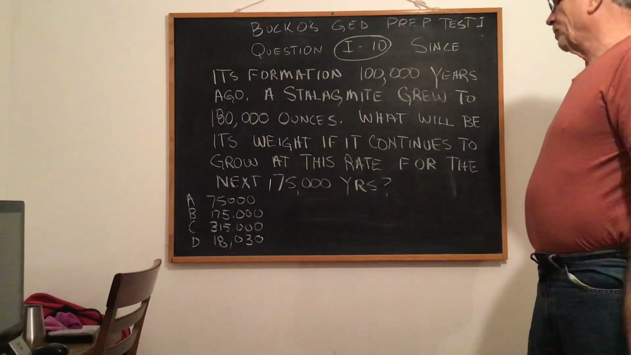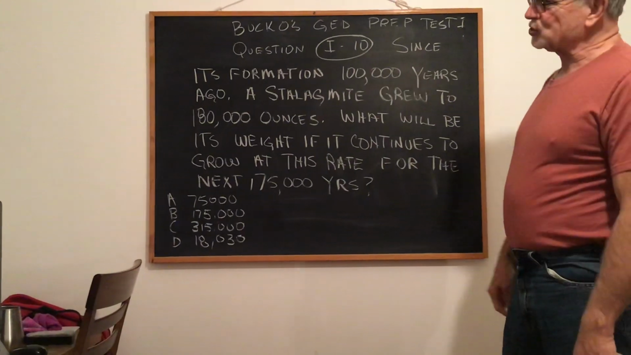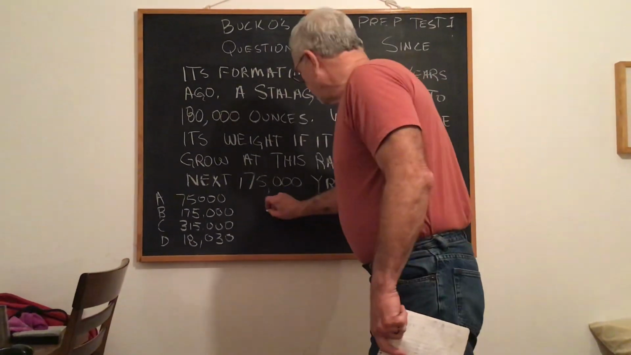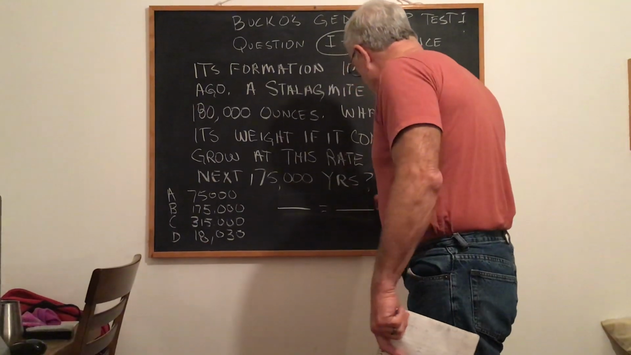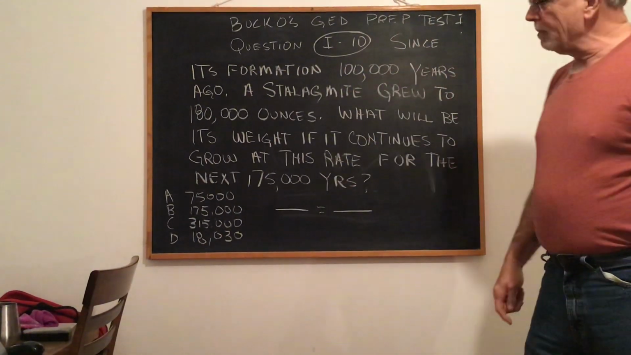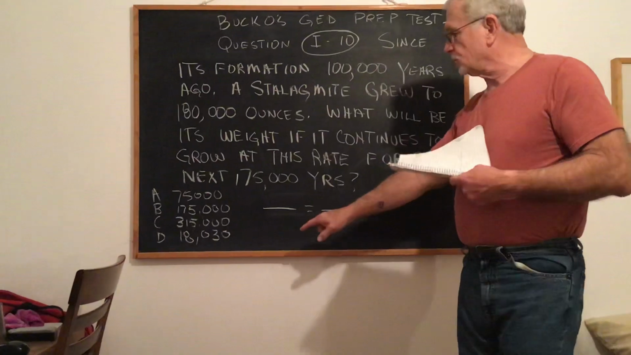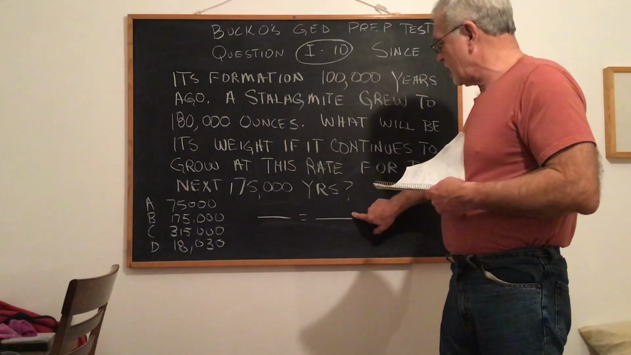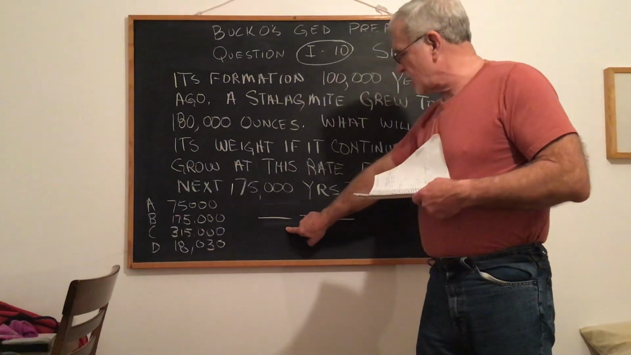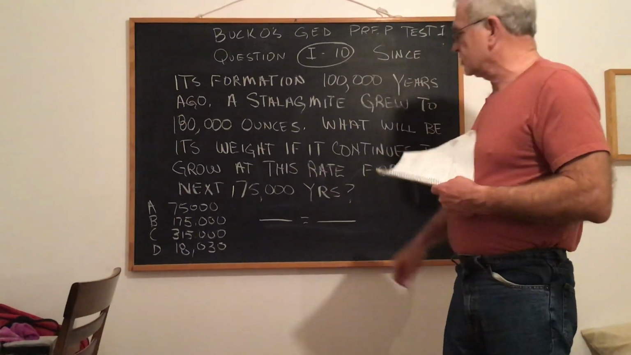This is a simple proportion. That means two equal fractions. So you put fraction bar, equal sign, fraction bar. And remember, on these proportions, whatever unit's here has got to be the same unit here, and whatever unit's here has got to be the same unit there. So let's do this.